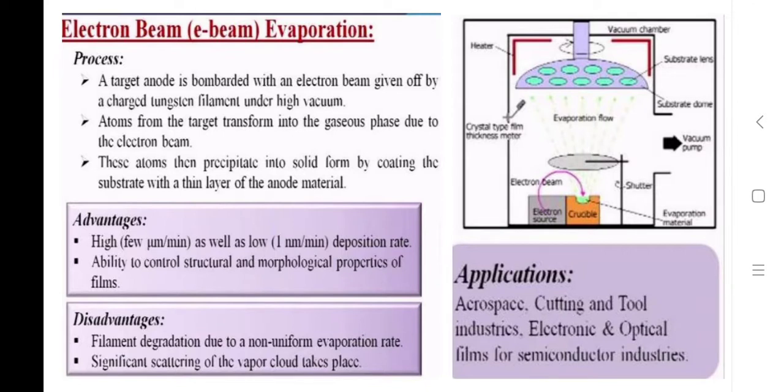Okay, now those atoms precipitate into the solid form, and by coating the substrate with a thin layer of the anode material we get the coating. Okay, there are several advantages of this technique, because here both high as well as low deposition rates are possible, and this technique has the ability to control the structural as well as the morphological properties of the film.